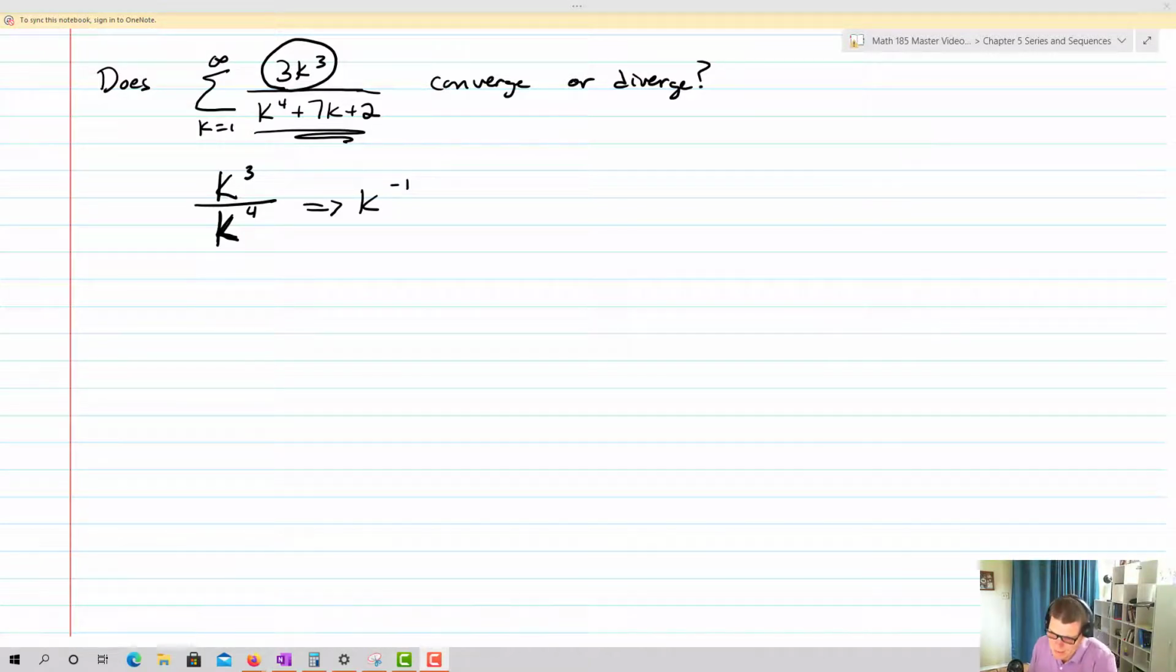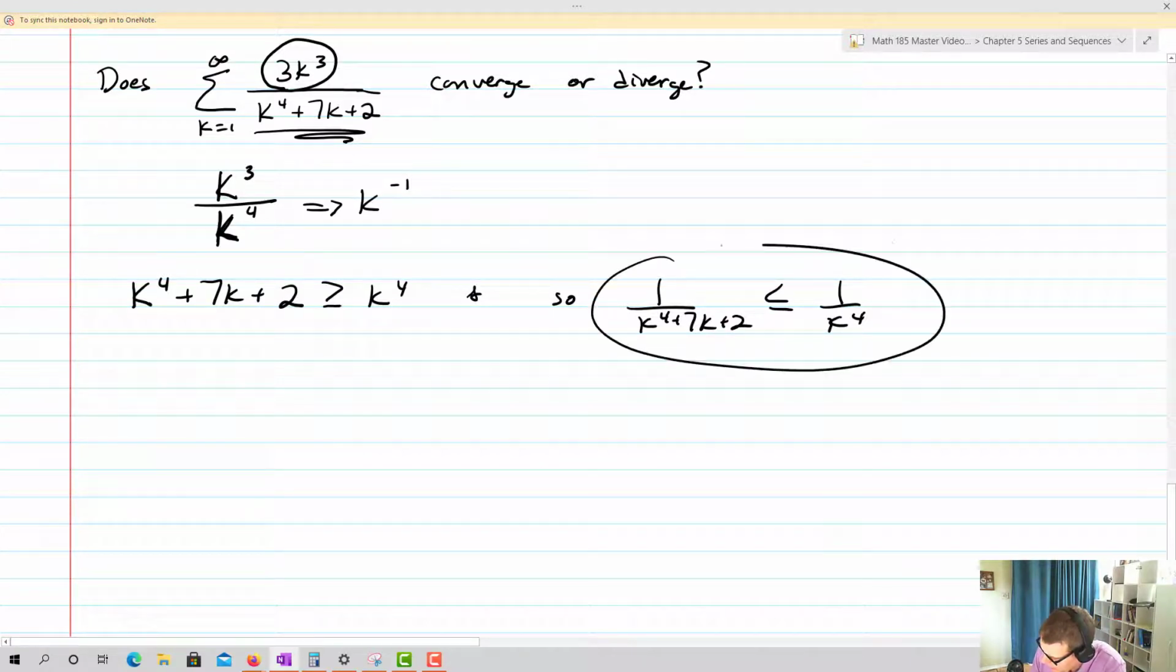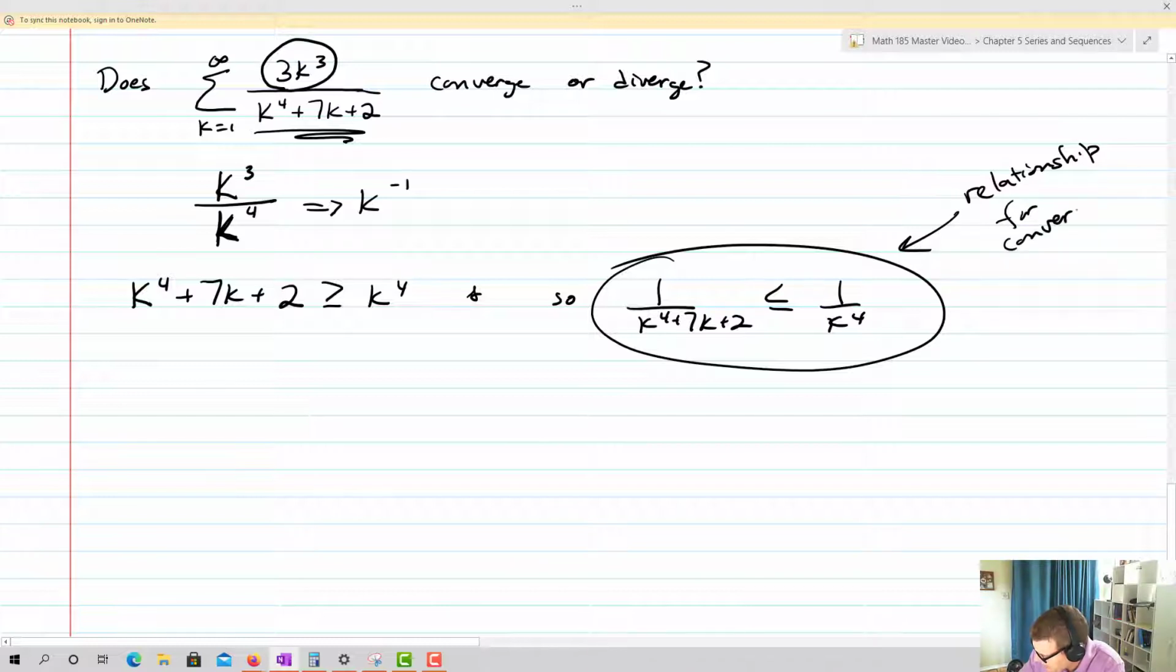But the problem is that it's not as simple as in the last example, where we said, okay, k to the fourth plus 7k plus 2 is going to be greater than or equal to k to the fourth. And so we'd have 1 over k to the fourth plus 7k plus 2 being less than or equal to 1 over k to the fourth. Well, that's the wrong relationship. This is the relationship for convergence. That's not the relationship for divergence. And so we actually need to get something that's the other way around.